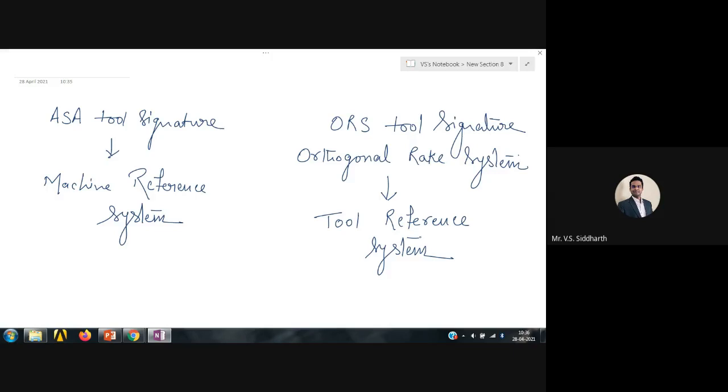So why do we need to switch from ASA to ORS? In cutting operation, two forces are acting, the contact force and the cutting force, and they are not acting in any of the planes of the ASA tool signature system. So for that purpose, force analysis is not possible in this.